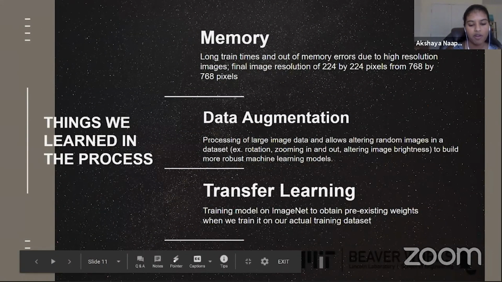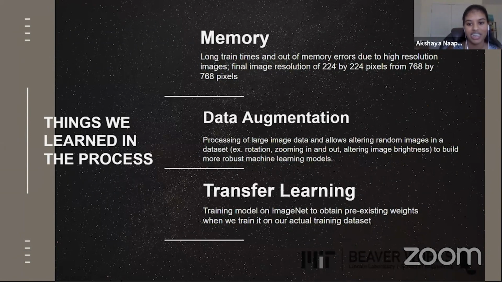What we learned from experimentation and lectures in earlier weeks helped us solve issues that arose in our process mentioned in the previous slide. We had long training times and frequent out-of-memory errors due to the high resolution images. So we resized our images to 224 by 224 pixels from 768 by 768 pixels using the ImageDataGenerator function, which we learned just this week.